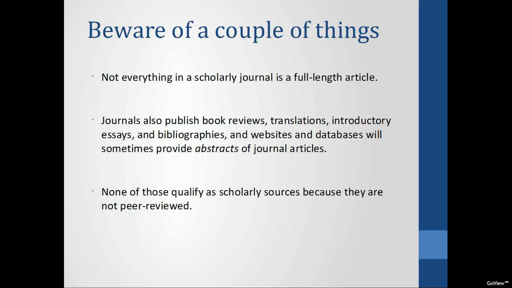I do want you to be aware of a couple of things when you're looking at journal articles. Not everything in a scholarly journal is a full-length peer-reviewed article. Journals also publish book reviews, translations, introductory essays, bibliographies, all these kinds of stuff. And there's also an abstract, a little paragraph about the journal article that may be published on a website or in a database. If you've watched the video about finding library sources, and you should have, I showed you an abstract for the articles in there.